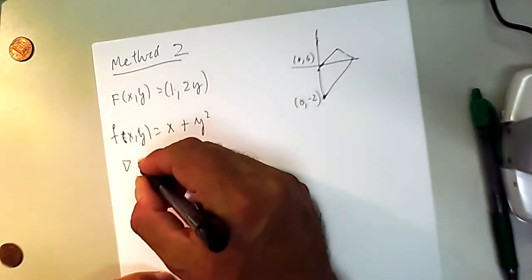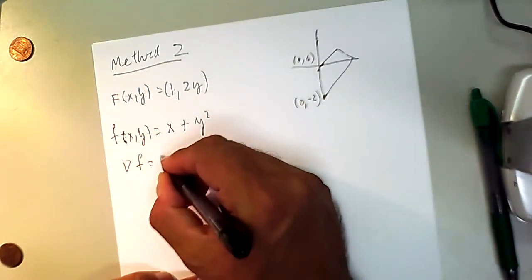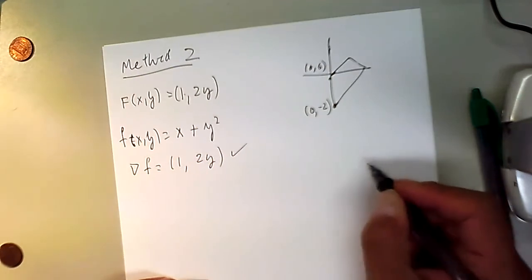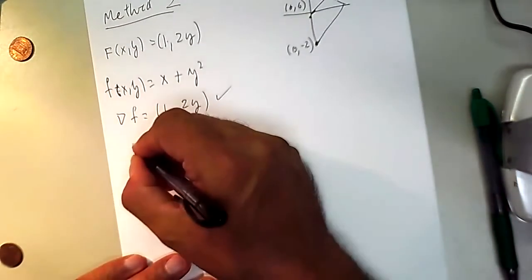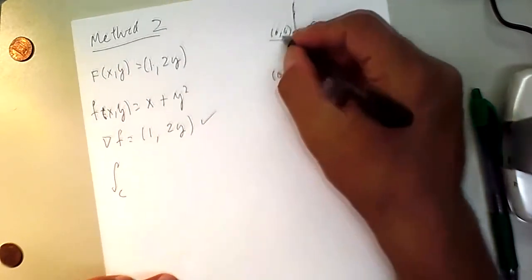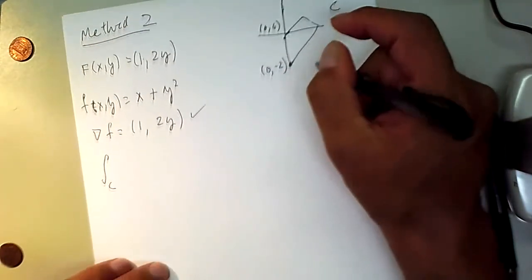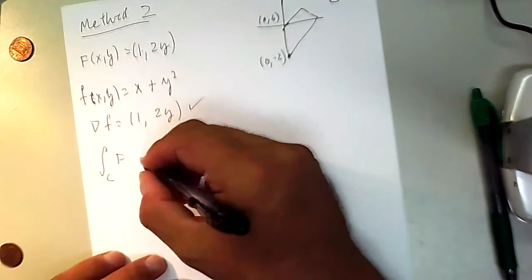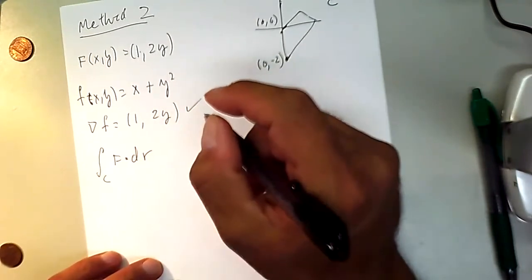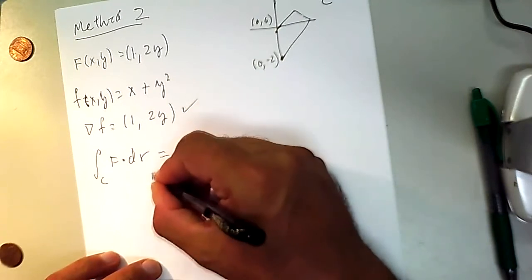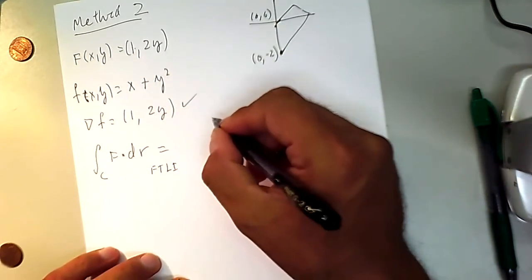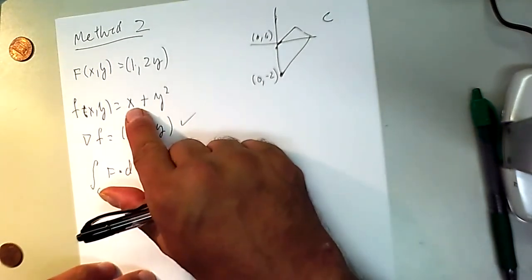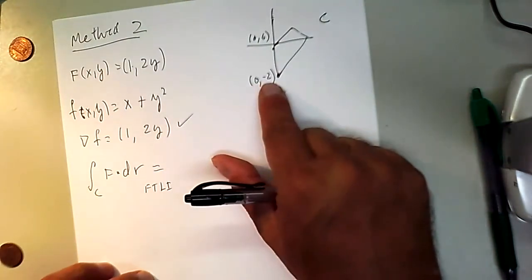Let's double check the gradient of f. Derivative of this with respect to x, 1. Derivative of that with respect to y, 2y. Okay, so it checks. We want to double check. Okay, so the line integral over this path, so the whole thing is C, of this vector field with respect to the path, by the fundamental theorem of line integrals is, plug in 0, -2 here.